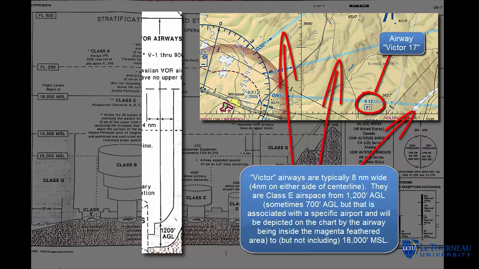The depiction of the airways, the name will be a V and then a number. You can see on that Sky Vector picture there, Victor 17. That's how they're referred to. And they are Class Echo from 1200 AGL up to 18,000 feet MSL, with that one caveat that sometimes, associated with certain airports as depicted on the chart, it will drop down to 700 AGL.